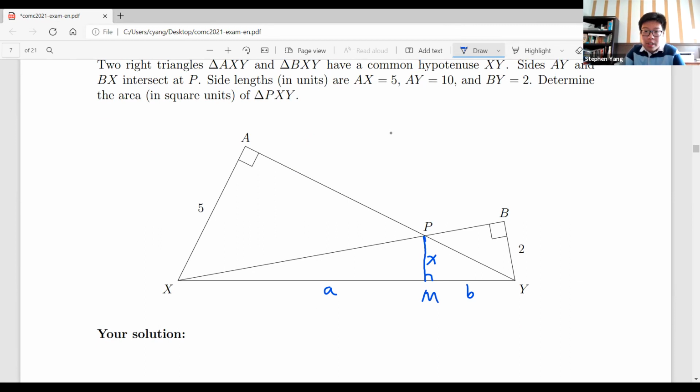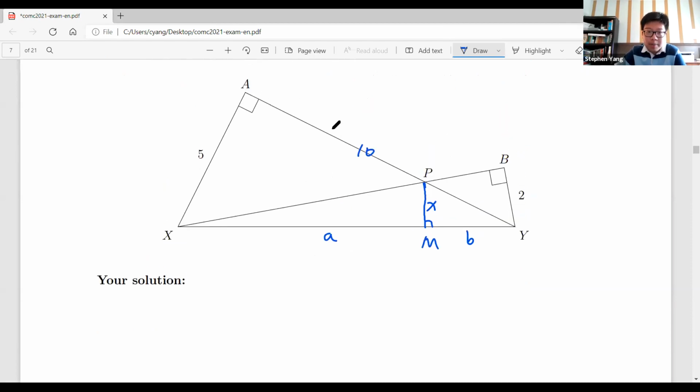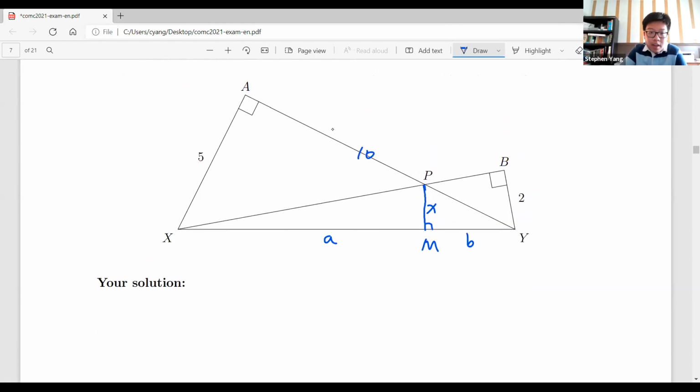Okay, so we're given AX is 5, AY is 10, BY is 2. So then you're able to find the length of XB. So you have XY squared is equal to XA squared plus AY squared, and that is equal to 5 squared plus 10 squared, and that is equal to 125.